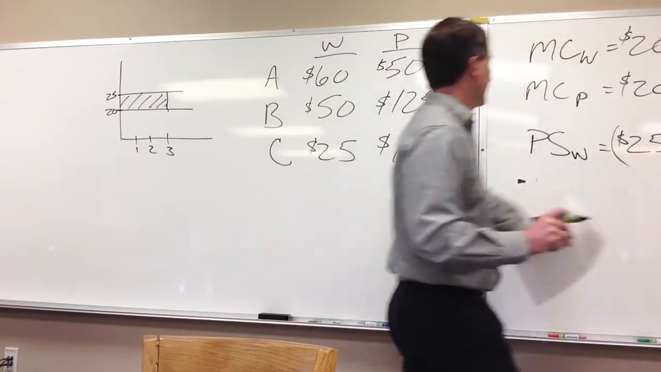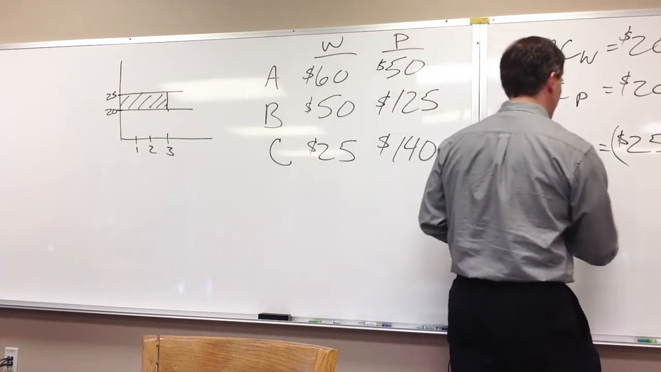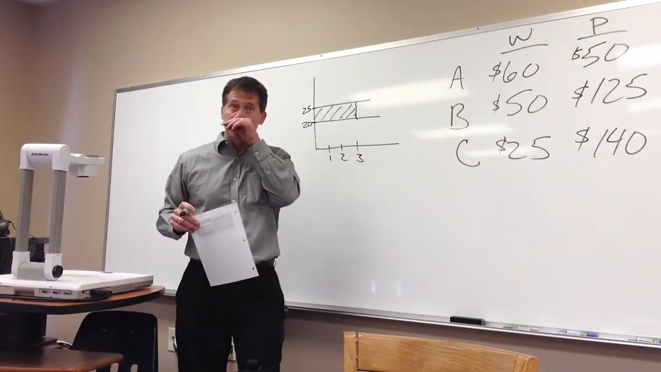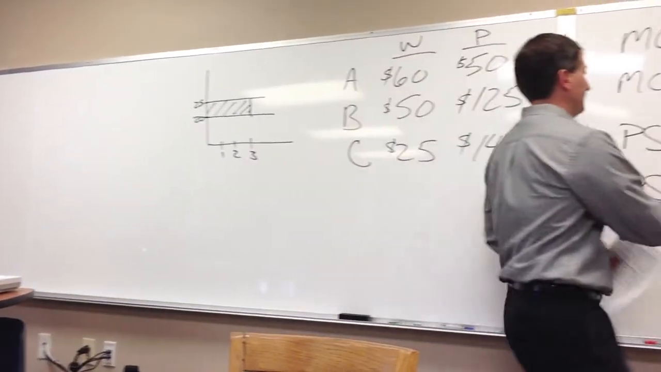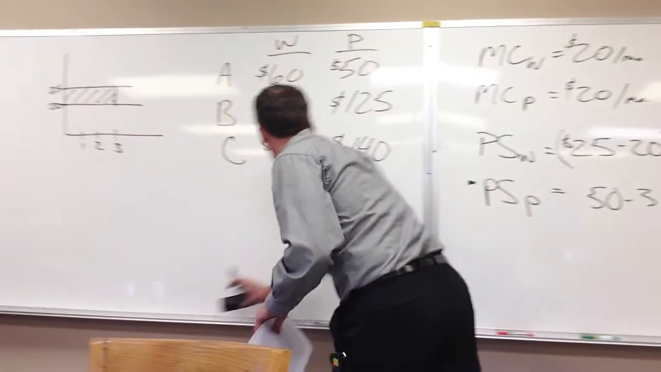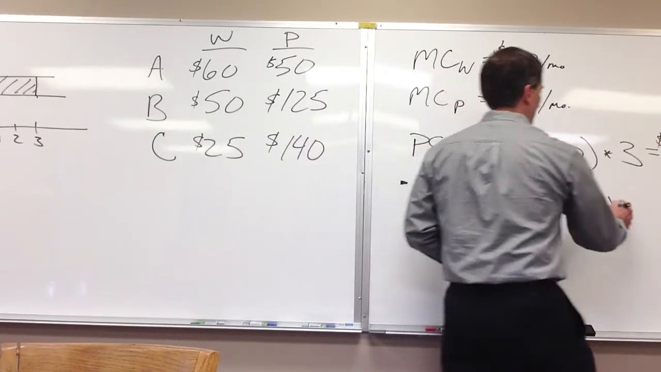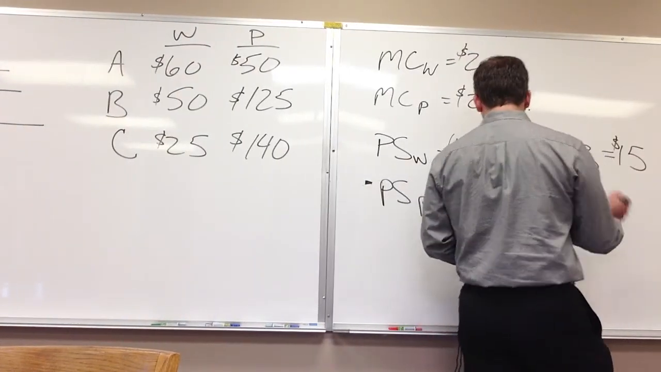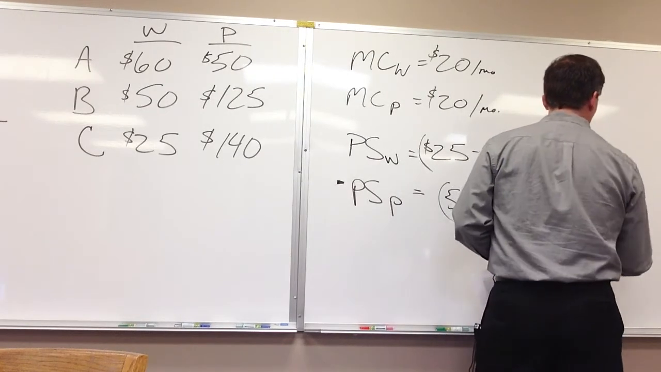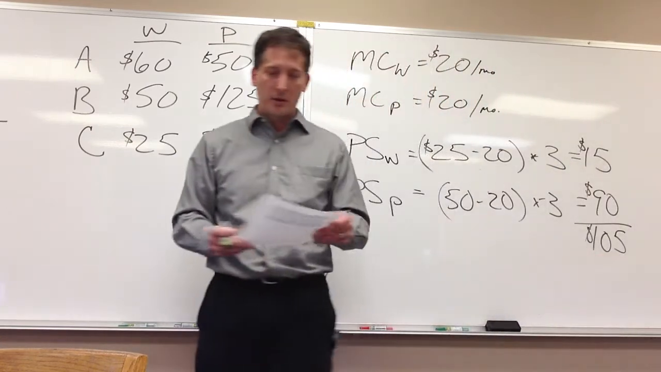Okay, so that is it for weights, and then the producer surplus for the pool. What do we got on the pool? 50 minus our $20 marginal cost times our 3 people gives us 90 for a grand total of $105 worth of producer surplus.